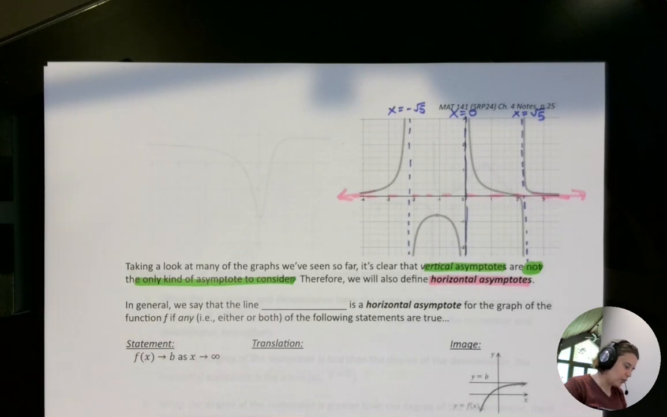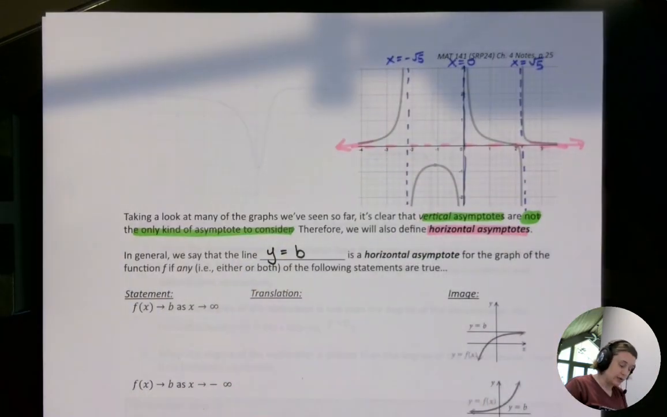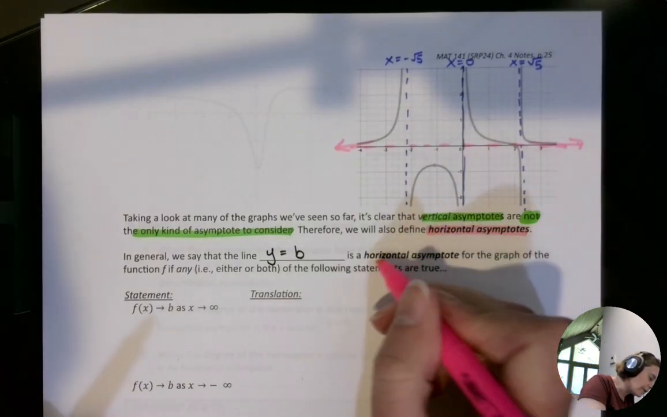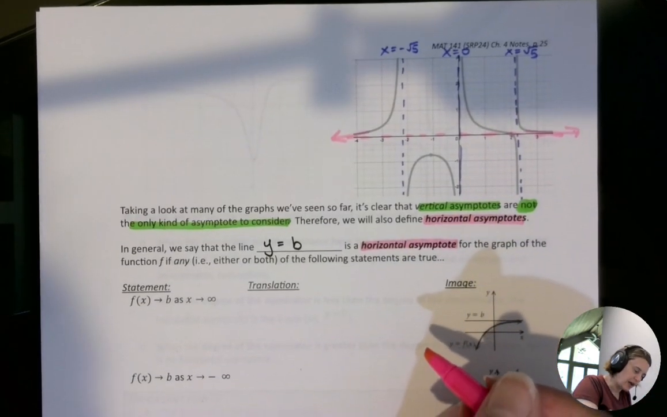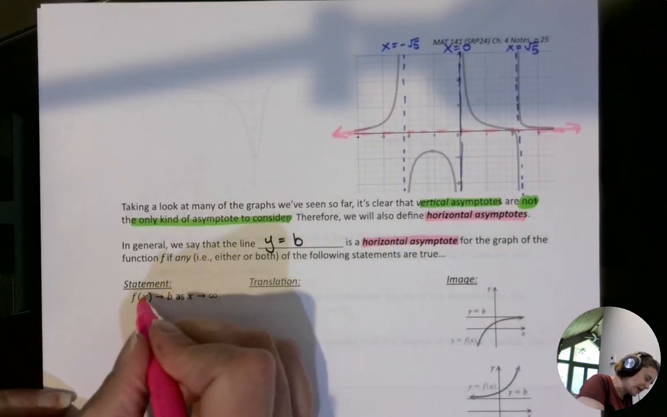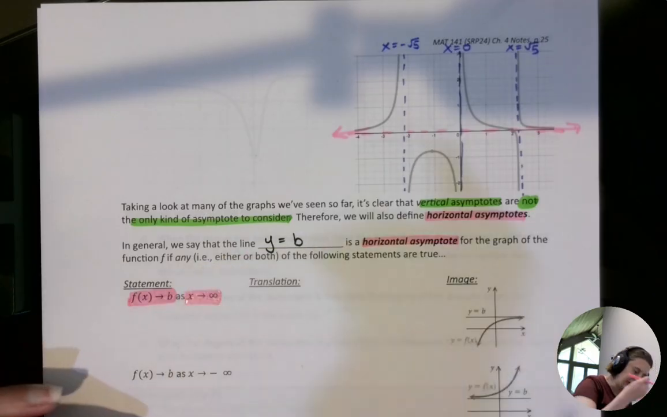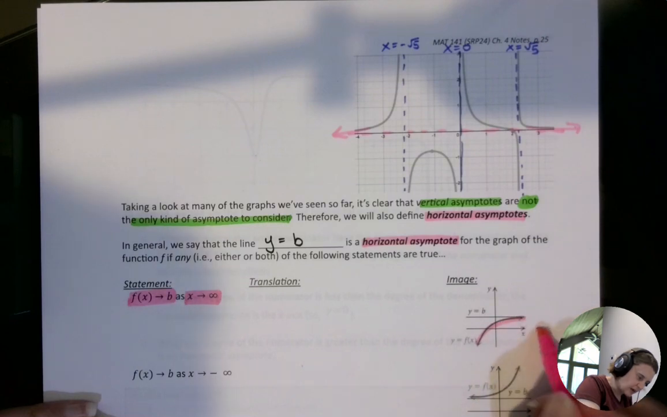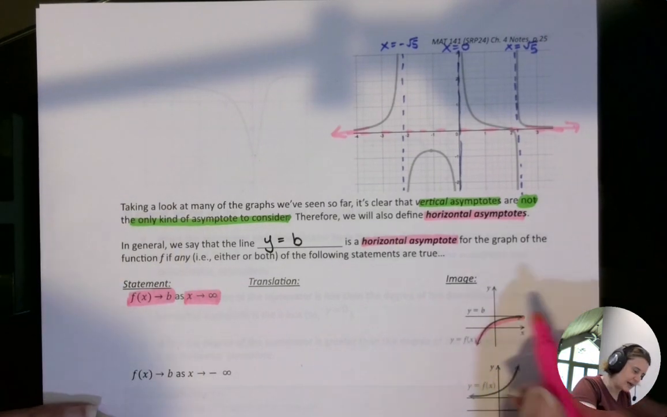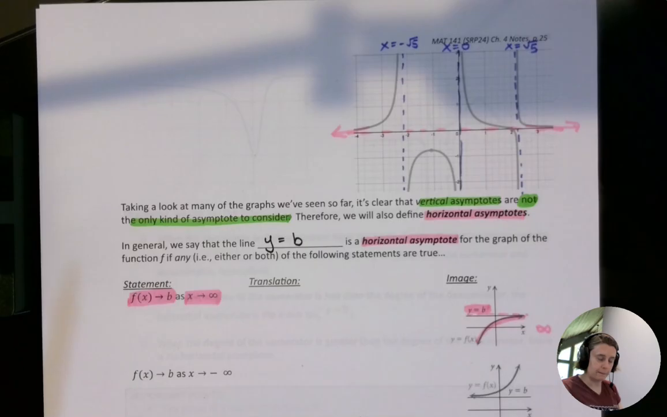In general, we say that the line y equals b, we used x equals a, so just pick a new letter, y equals b, is a horizontal asymptote for the graph if either or both of the following statements are true. One statement is f of x approaches b as x approaches infinity. So in the graph right here, I can see that as my graph approaches infinity, which is on the far right side of the x-axis, the y values are going to approach the y value b.